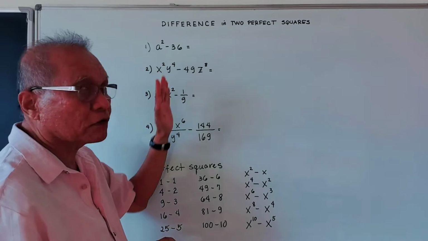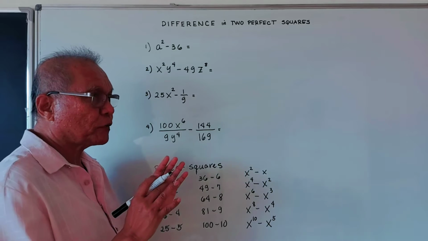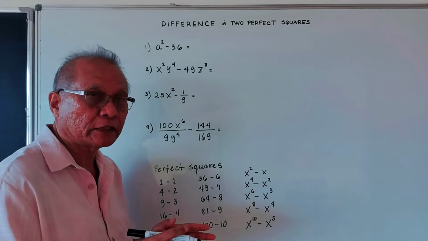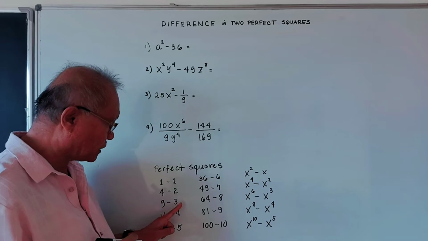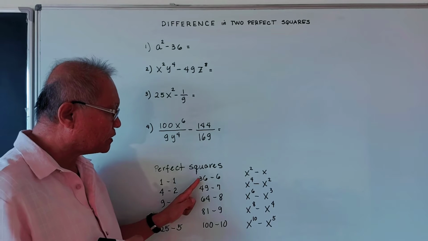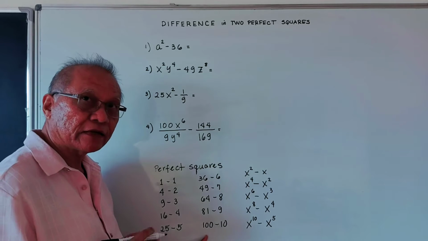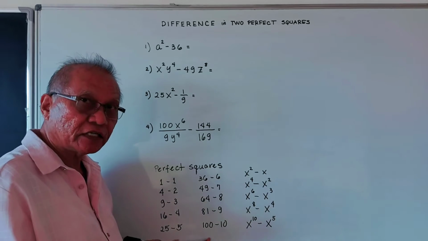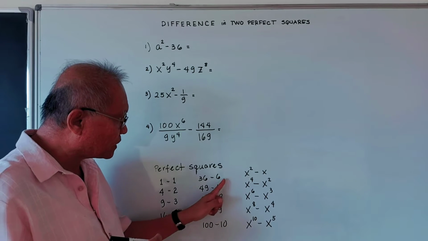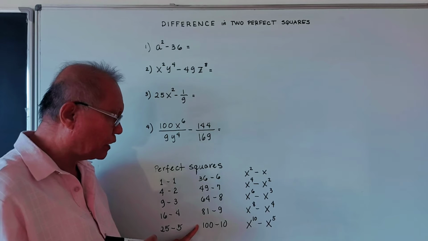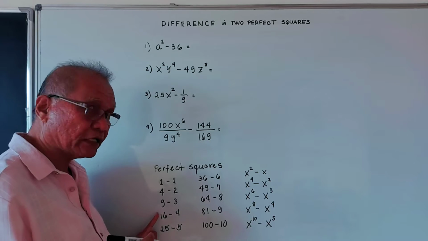Before we proceed to our factoring, let's review the perfect squares. For the perfect square numbers, we have the square root for each. The square root of 1 is 1, 4 is 2, 9 is 3, 16 is 4, 25 is 5, 36 is 6, 49 is 7, 64 is 8, 81 is 9, 100 is 10, 121 is 11, 144 is 12, 169 is 13, 196 is 14, and 225 is 15. When you multiply these numbers, it will give you the number. So 10 times 10 is 100, 7 times 7 is 49, 4 times 4 is 16.